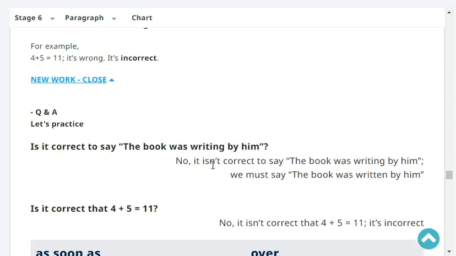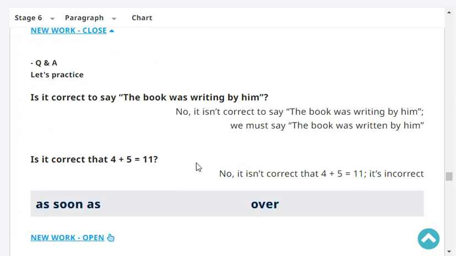Okay, let's practice. Is it correct to say the book was writing by him? No, it isn't correct to say the book was writing by him. We must say the book was written by him. Very good. Is it correct that 4 plus 5 equals 11? No, it isn't correct that 4 plus 5 equals 11. It's incorrect. Very good.